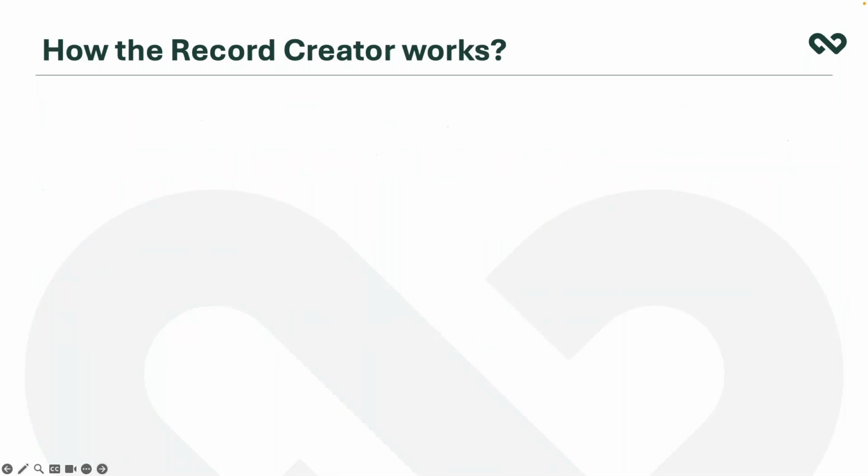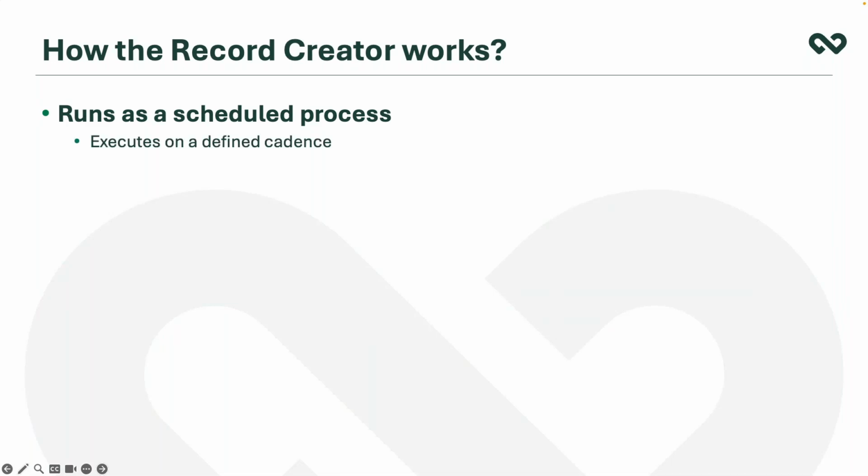Now, let's talk about how the Record Creator works. Much like the field updater, we install a plugin which creates a scheduled process in the background. We can configure how frequently we want the record creator to run. As we touched upon in the previous slide, a report is used to drive the record creator, which is how the process knows which records to update.